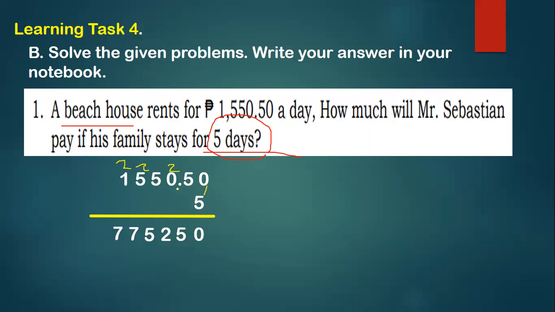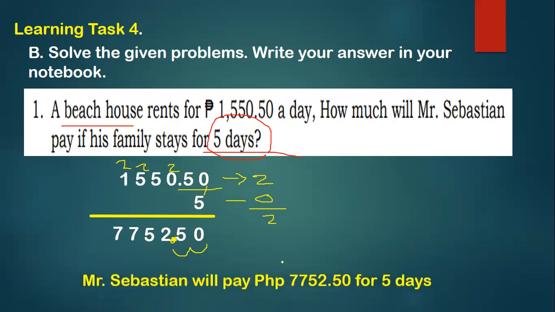Lastly, since ito ay decimal numbers, alamin natin ang decimal places ng ating factors. Sa una ay meron dalawa. Sa second factor natin ay wala. So a total of 2 decimal places. Ibig sabihin, sa ating product, mag-move tayo ng 2 decimal places to the left. Isa, dalawa. So the decimal point is here. Okay? So the final answer for the problem is that Mr. Sebastian will pay a total of 7,752 and 50 cents for 5 days. Okay?